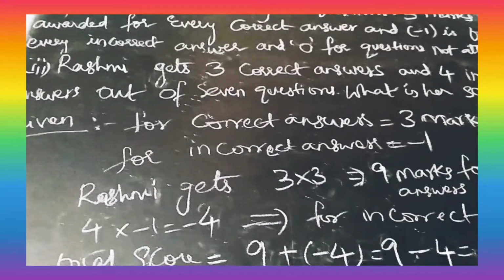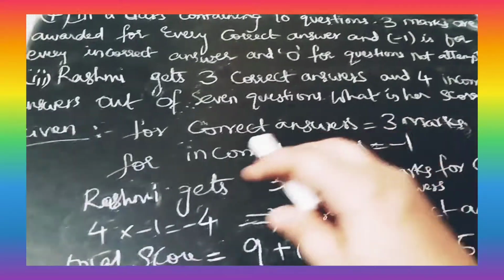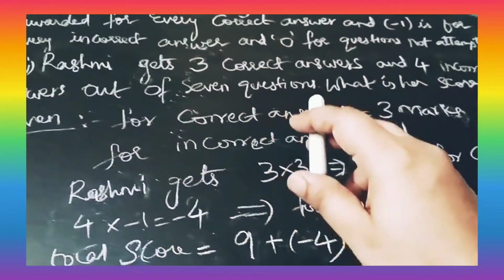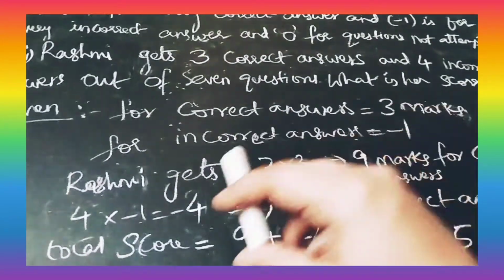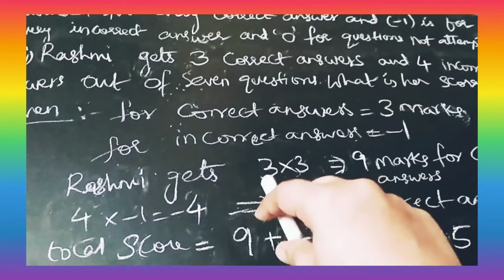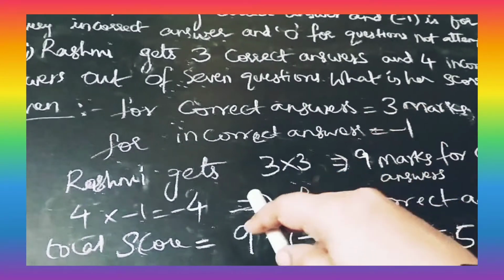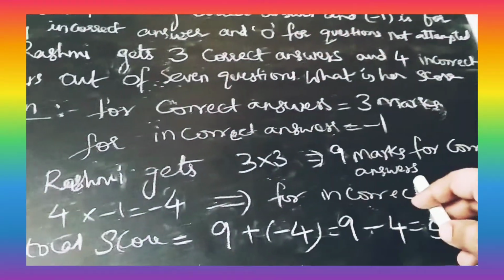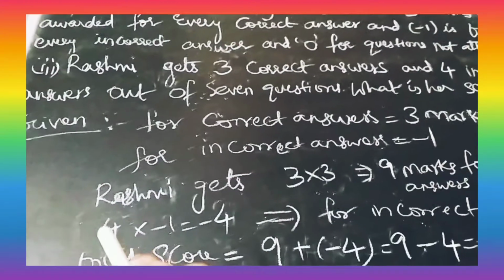Now who is the third student here? Rashmi. Rashmi gets 3 correct answers and 4 incorrect answers out of 7 questions. What is her score? For a correct answer we know 3 marks is given, for an incorrect answer minus 1. So Rashmi gets 3 correct answers, 3 correct answers into 3 marks. 3 threes are 9. 9 marks for correct answers. Again 4 incorrect answers now. Rashmi gets 4 incorrect answers.